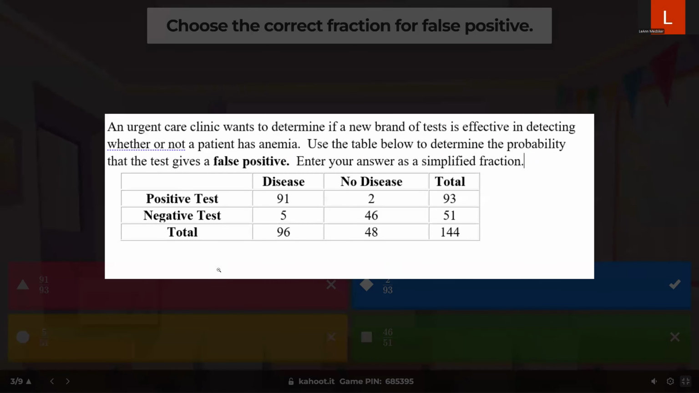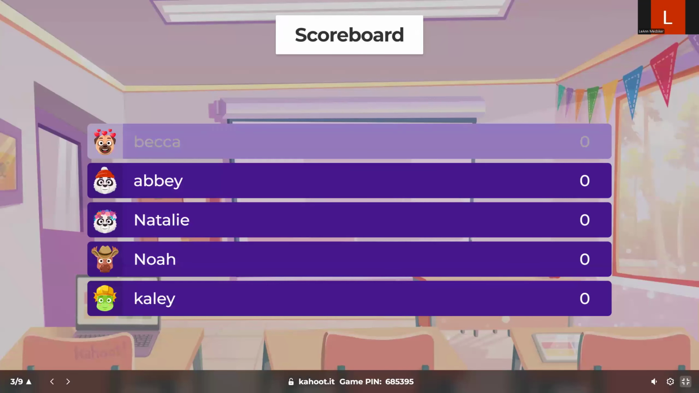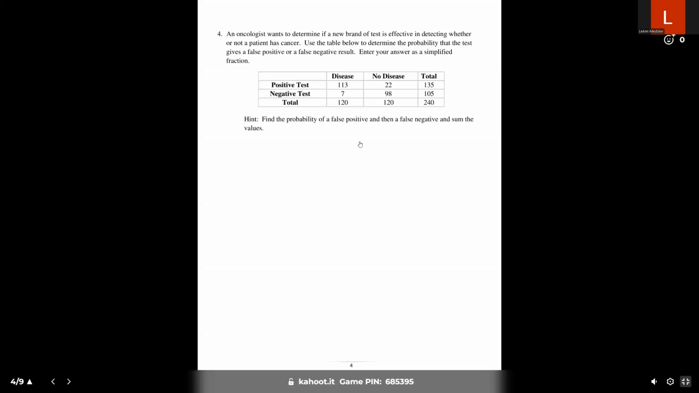Because like I said, I just wanted to finish up this 7A material. And it's counting you guys, even though you're not here, sorry. So now we have number 4. An oncologist wants to determine if a new brand of test is effective in detecting whether or not a patient has cancer. Use the table below to determine the test gives a false positive or a false negative.